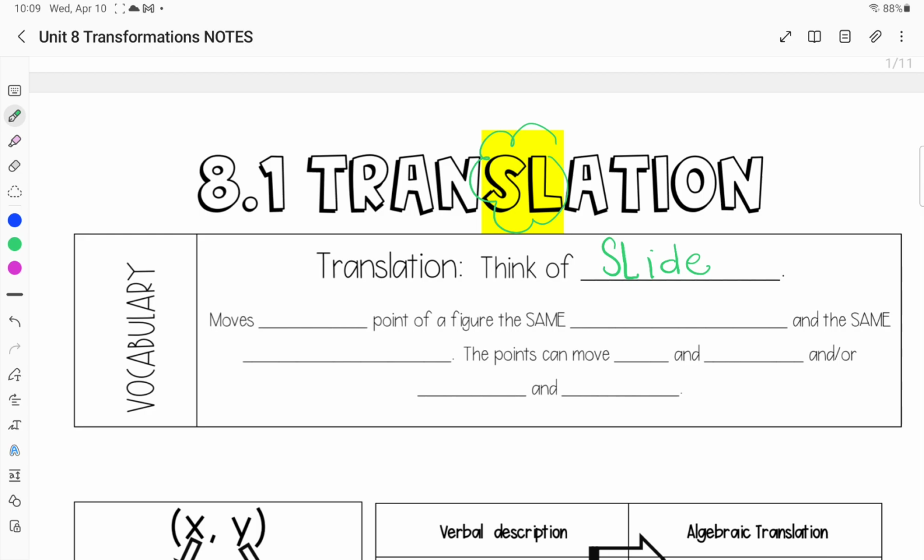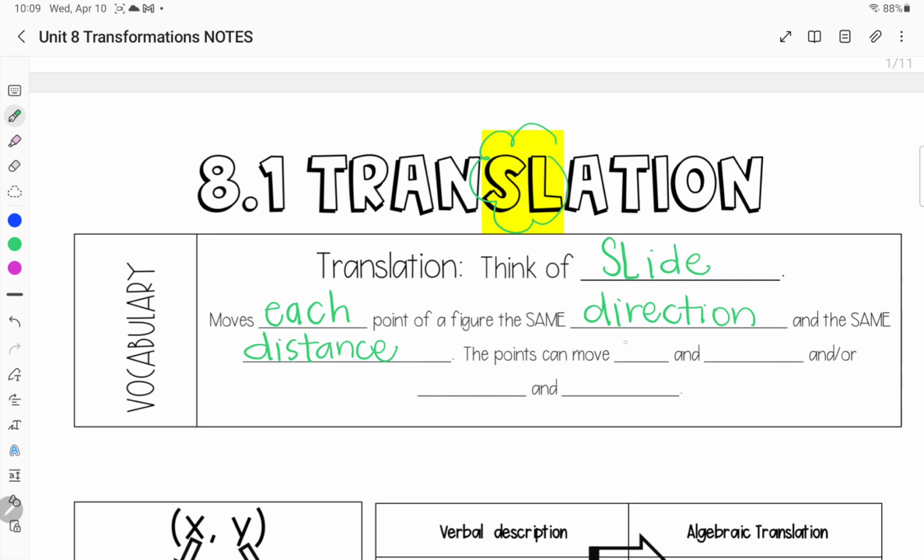around a coordinate grid. So it moves each point of a figure the same direction and the same distance. It can move it up and to the right, up and to the left, down and to the right, down and to the left, but it's moving every single point that's been graphed the same direction and the same distance.